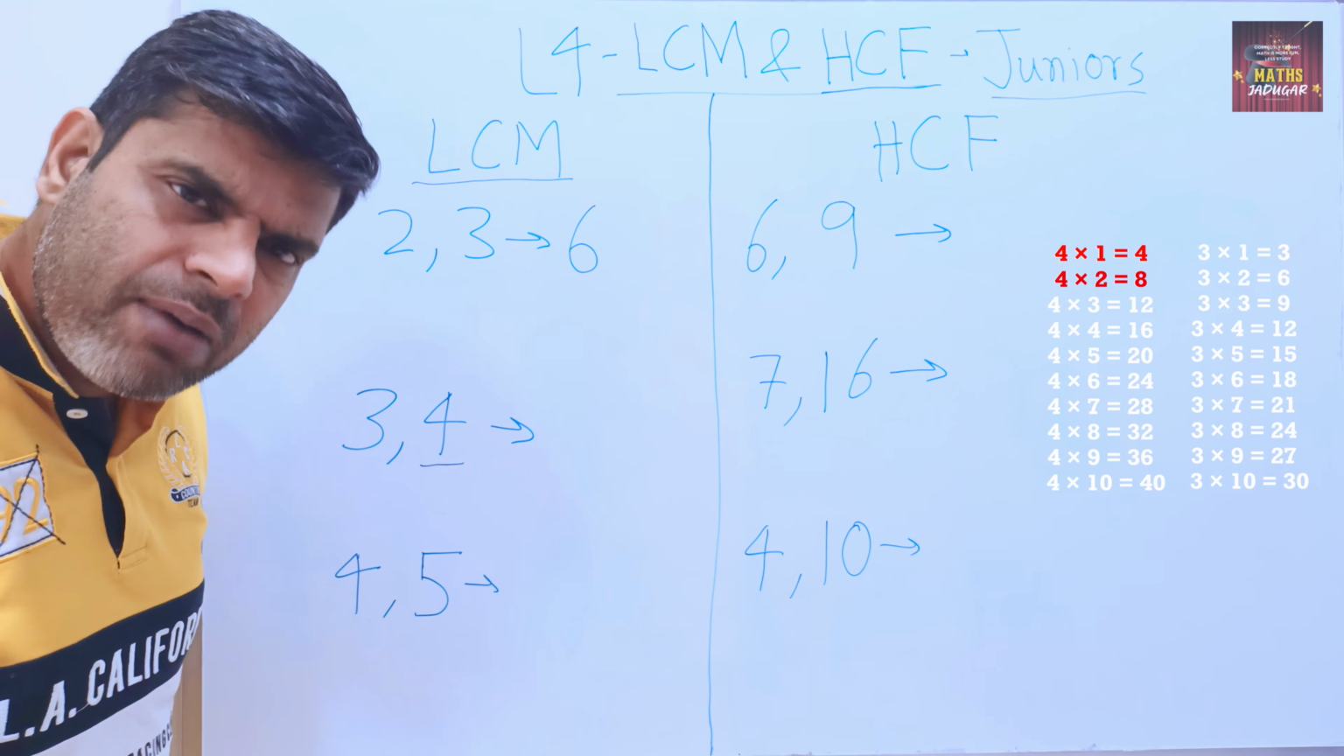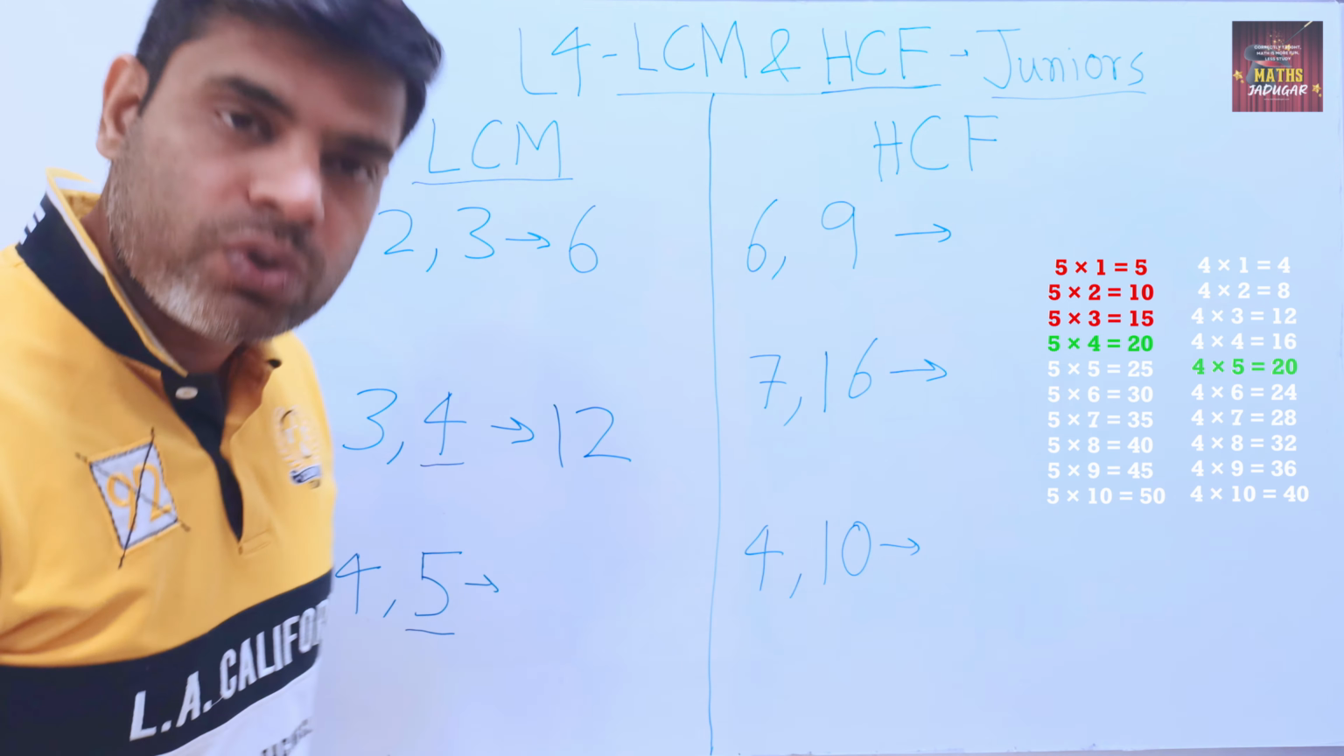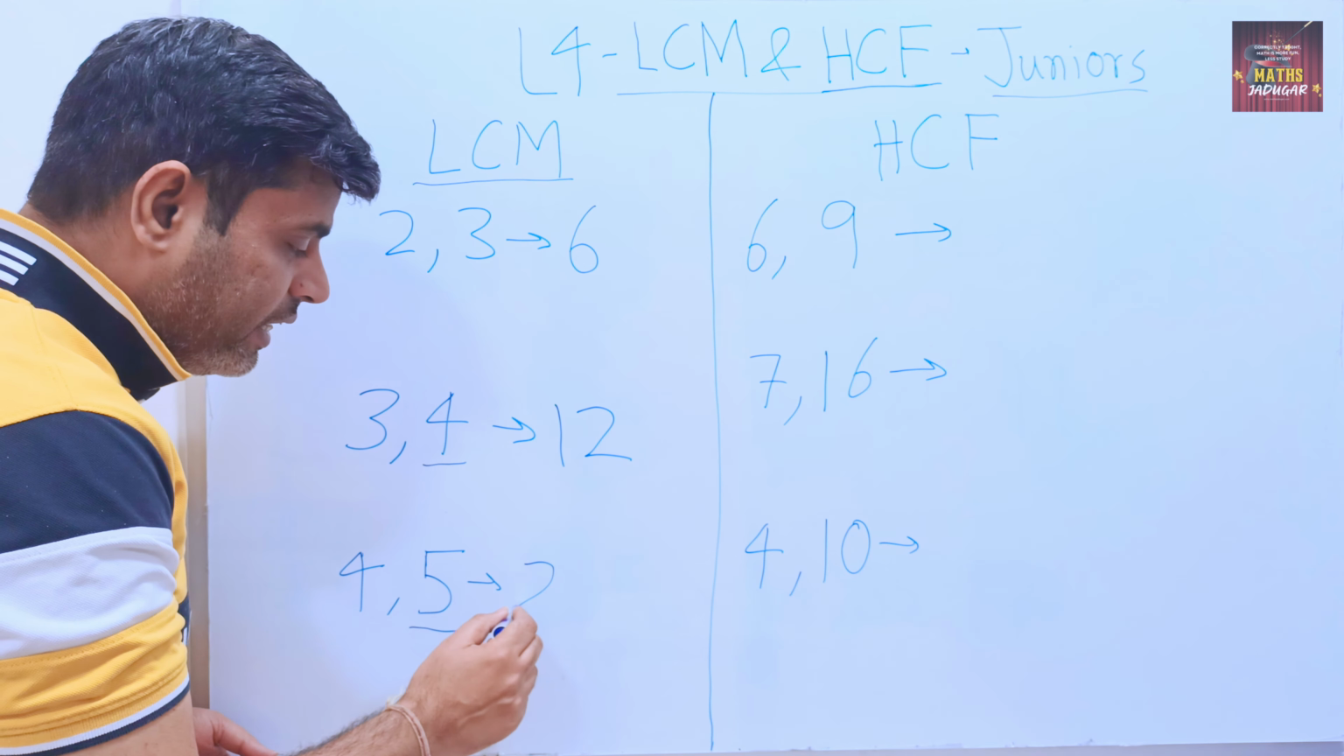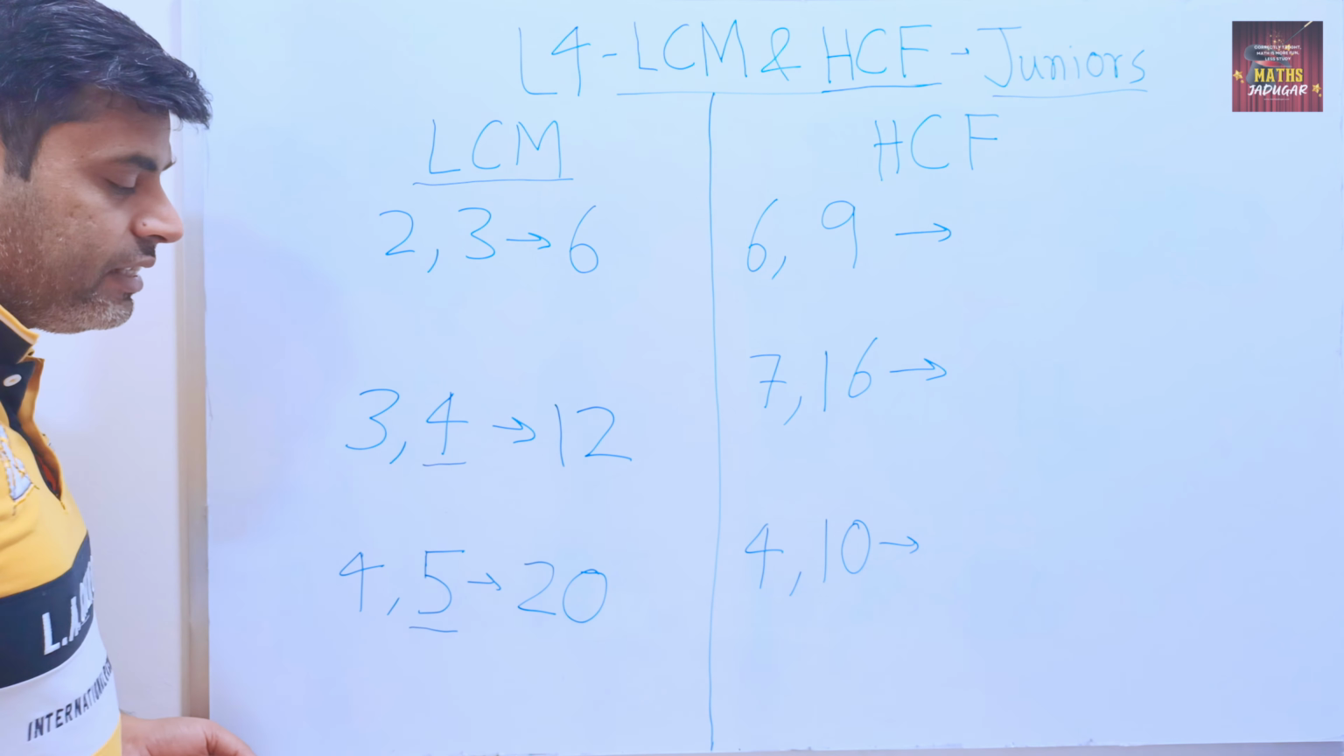Same way with 5. Is 5 a multiple of 4? No. Is 10 a multiple of 4? No. Is 15 a multiple of 4? No. 20? Yes, looks like. 20 is a multiple of 4. 4 multiplied by 5 is 20. So 20 is the answer.